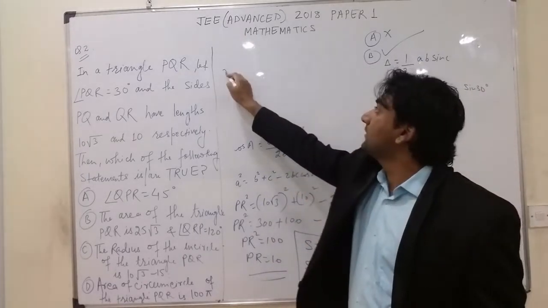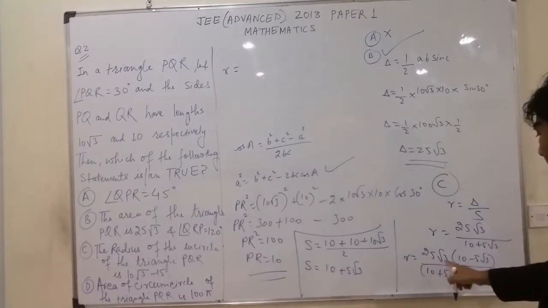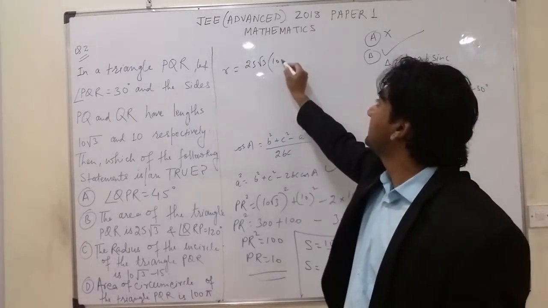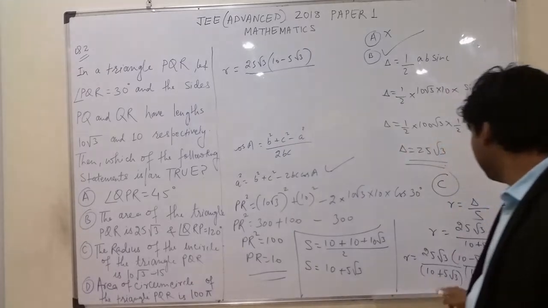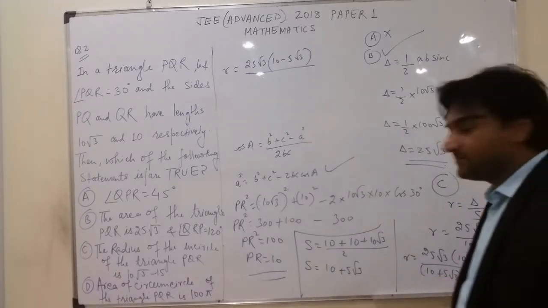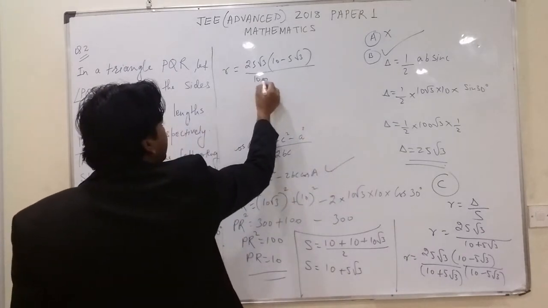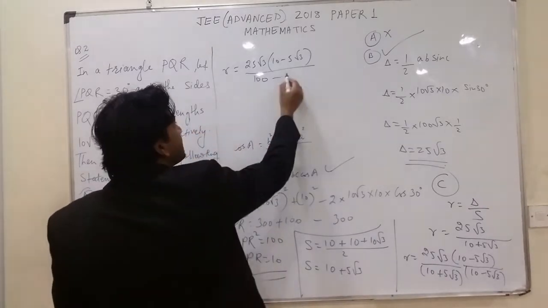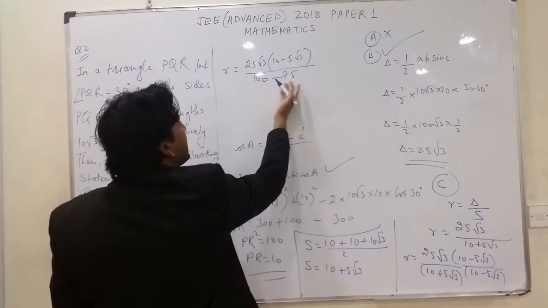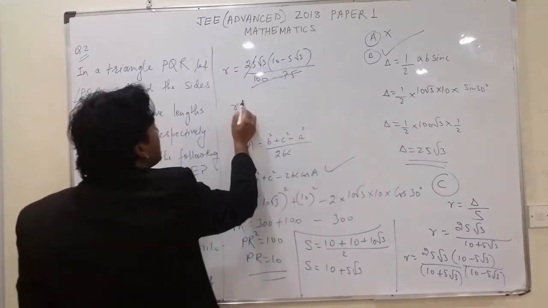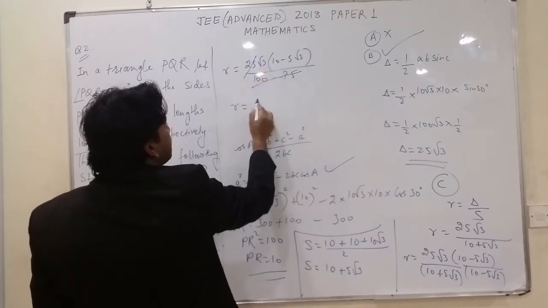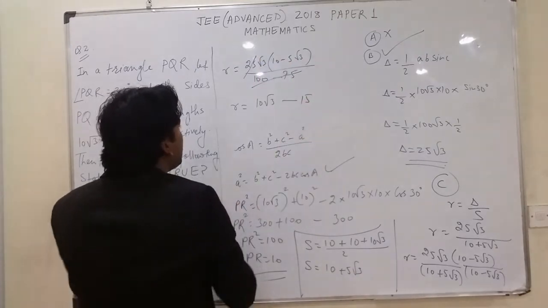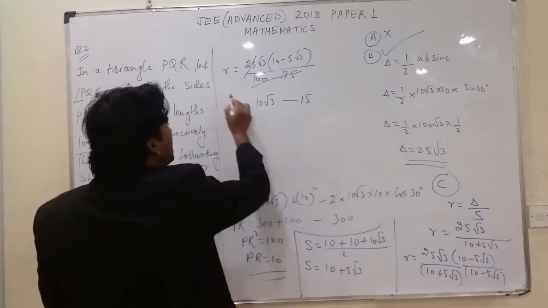So from here, small r equals 25 root 3 times 10 minus 5 root 3 over, this is a plus b times a minus b, that is a square minus b square, right? So 10 square, that is 100, minus 5 root 3 square. So 5 root 3 square means 25 times 3, that is 75. So 100 minus 75 is 25, and this 25 cancels. The small r equals 10 root 3 times 10, that is 10 root 3, minus 5 times root 3 times root 3, that is 15. So for small r I got 10 root 3 minus 15.